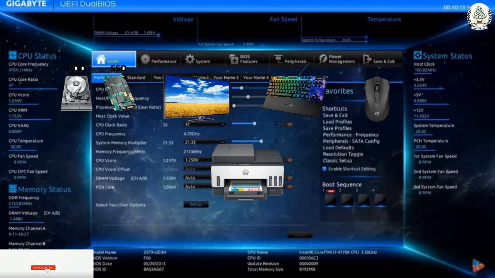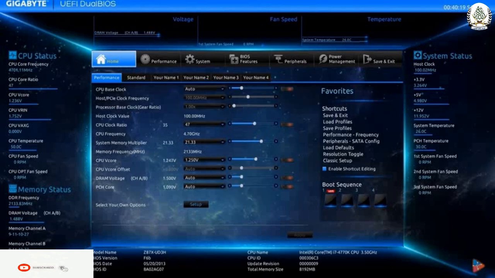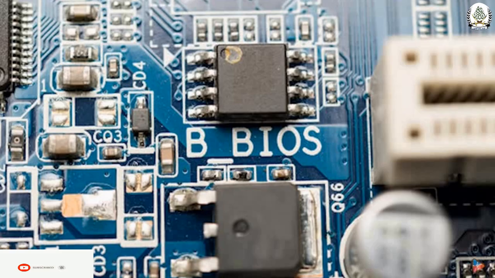Unlike RAM, ROM retains its contents even when the computer is turned off. That is why ROM is referred to as non-volatile memory.